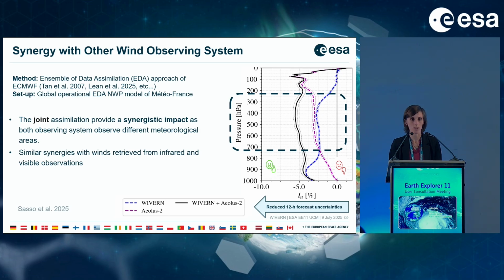EE11 will provide clear air wind observation as well as observation in the very thin cloud, whereas WIVERN will penetrate through the cloud and provide in-cloud wind observation. And this complementarity in terms of observation coverage, here we demonstrated that it also translated to complementarity in terms of forecast improvement. Here it is shown for EE11, but we also demonstrated a similar synergy from the winds that were retrieved from infrared and visible observation.